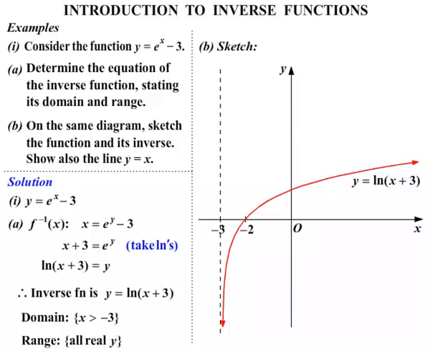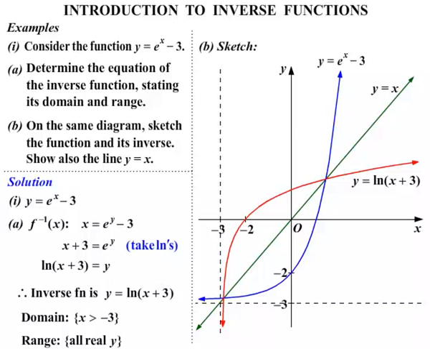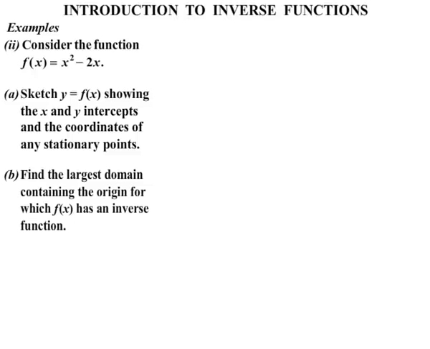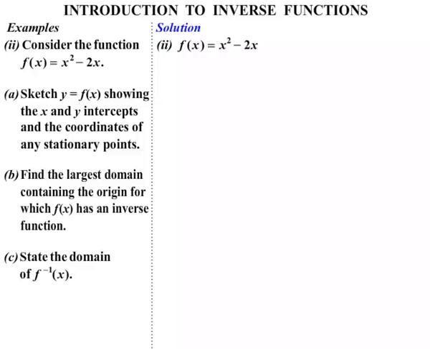Terrific. So that's our graph there, our original function and the inverse. Moving on to part 2 now, consider the function f of x equals x squared minus 2x. Part A, we need to sketch y equals f of x, showing the x and y intercepts and the coordinates of any stationary points. Part B and C, some more work to do.